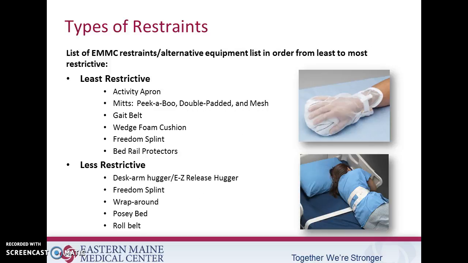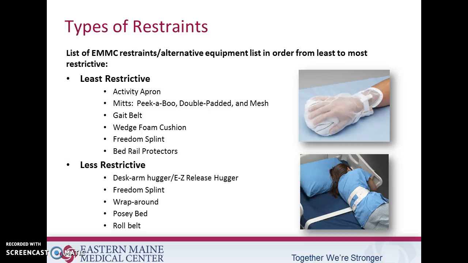So here we just have a list, and these are all outlined in the restraint policy of the devices that we use here at Eastern Maine Medical Center. And then they're ordered from least to most restrictive. So our least restrictive restraints, some of these are actually not considered restraints: activity apron, mitts, foam cushion, things like that. Again, we still need to consider intent.